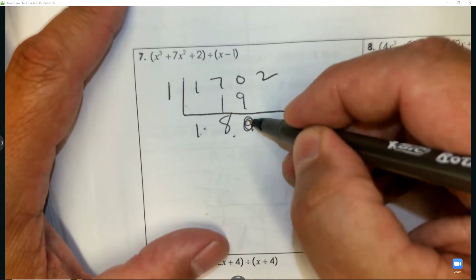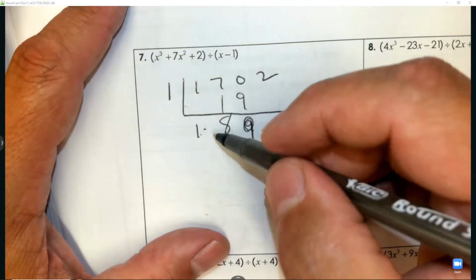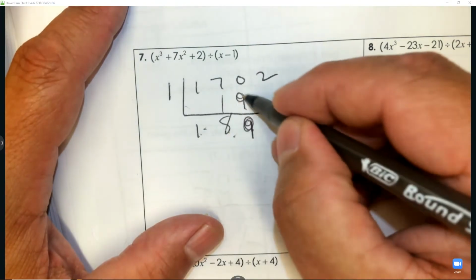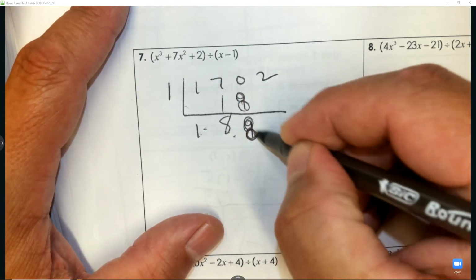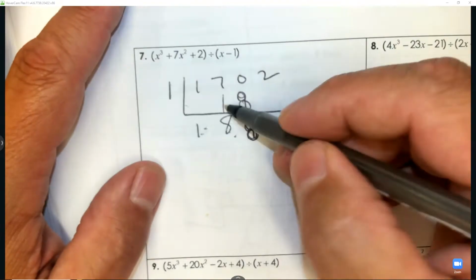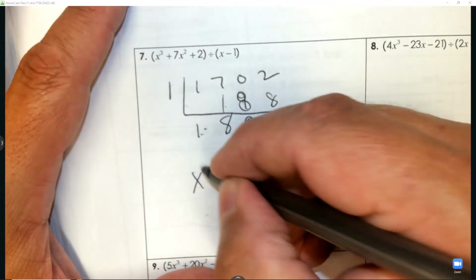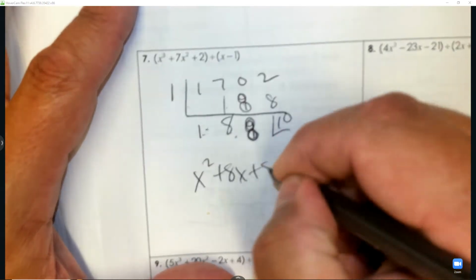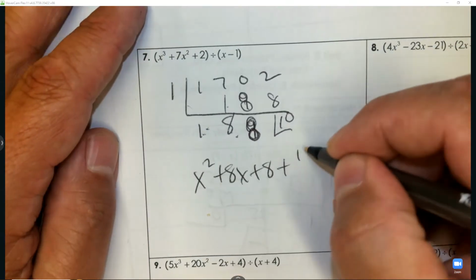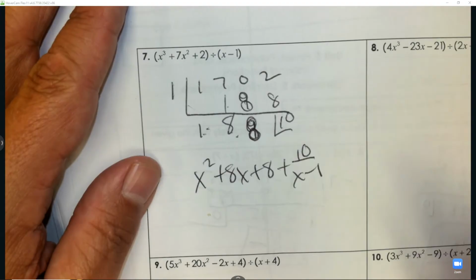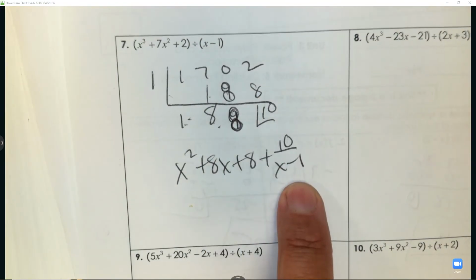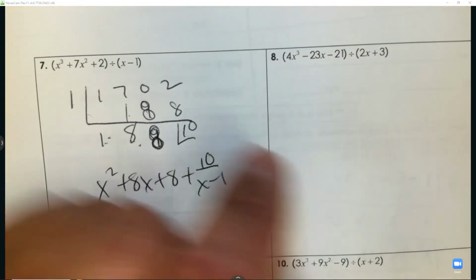Oops. Let's do this again. 1 times 8 is 8. 1 times 1 is 1. I think everything else is good. 1 times 8 is 8, and then it's 10. So we got 1x squared plus 8x plus 8. And then we have 10 over x minus 1, the remainder over that. Let's see if I can do this one better.